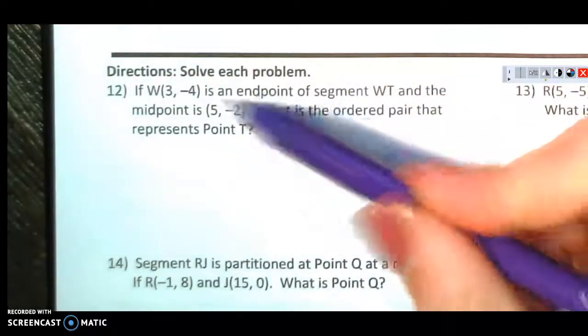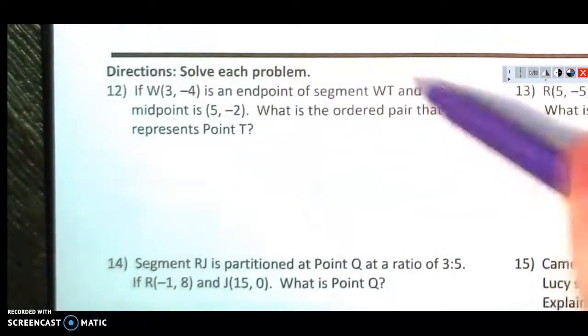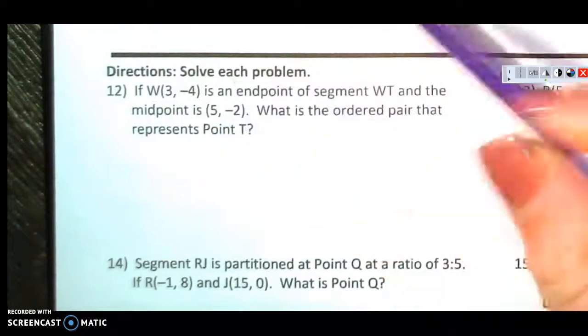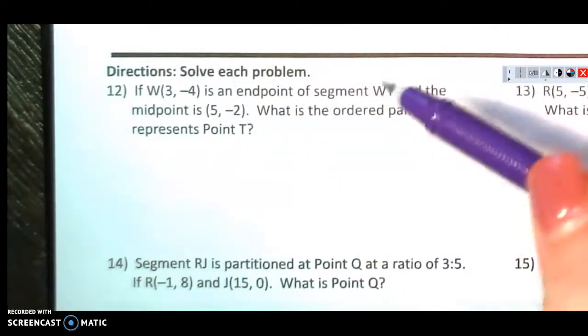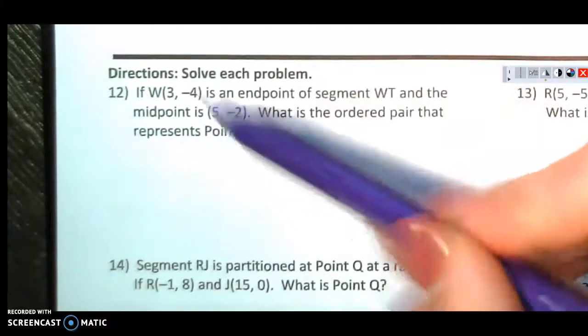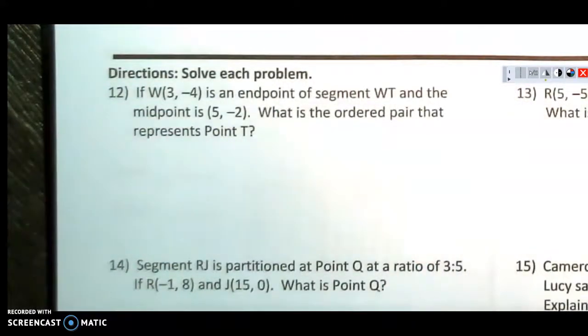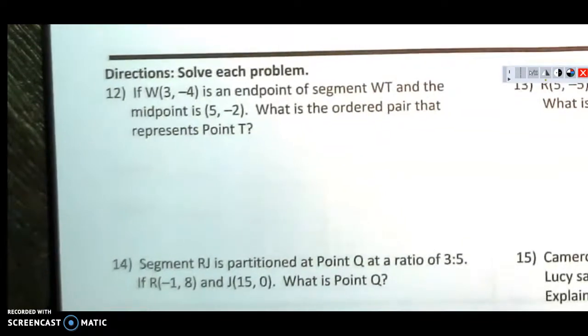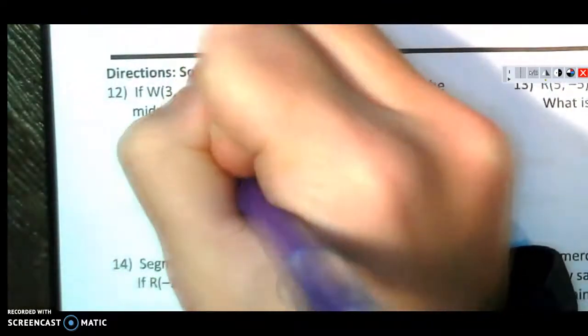All right, if W is an endpoint of segment WT and the midpoint is (5, -2), what's the ordered pair that represents point T? Okay, so this is an example of working backwards. We're given the midpoint and an endpoint, and we're working backwards to find the other endpoint of this segment. Well, let's start with the midpoint formula.